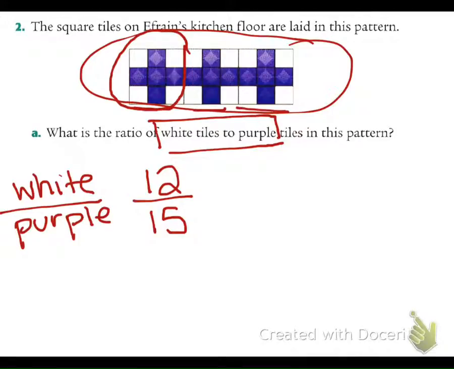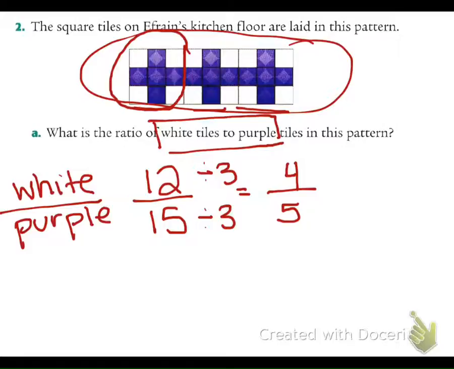Okay? So if I look at this, I can say, 12 and 15 are both divisible by 3. So if I divide 15 by 3, and I divide 12 by 3, 12 divided by 3 is 4. 15 divided by 3 is 5. That's telling me that a 12 to 15 ratio is equivalent to a 4 to 5 ratio.